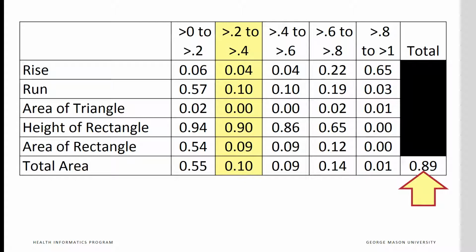When we do this across all cutoff points, the area under the receiving curve is 0.89, which is relatively large and close to the maximum of 1.